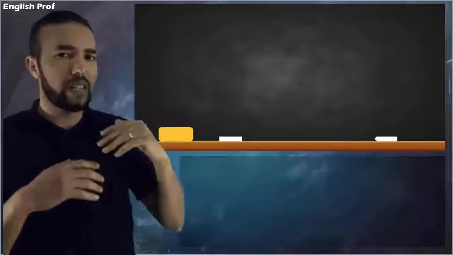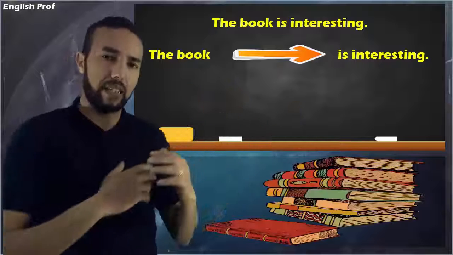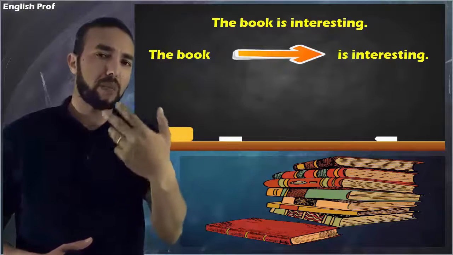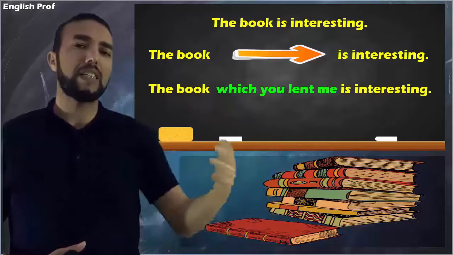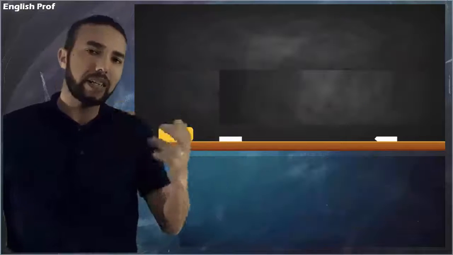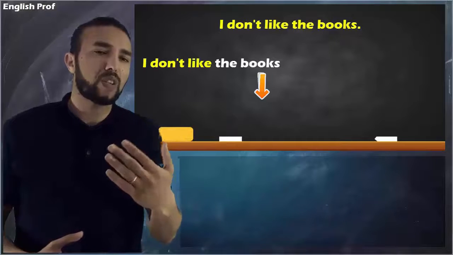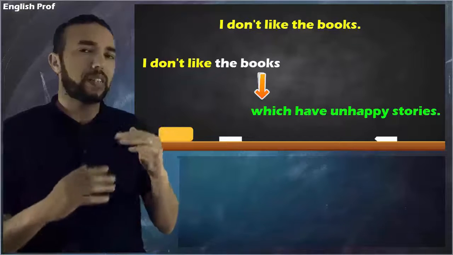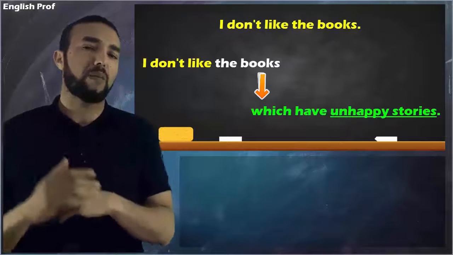I could say, for example, the book is interesting. The message here is what? The book is interesting. Say, the book, which book? So you have to give us more information about the book. The book which you lent me last time is interesting. The book which you gave me last time is very interesting. Another example is, I don't like the books. Which books? I don't like the books which have unhappy stories. Now it's clear. It's not just I don't like the books, but I don't like the books which have unhappy stories.